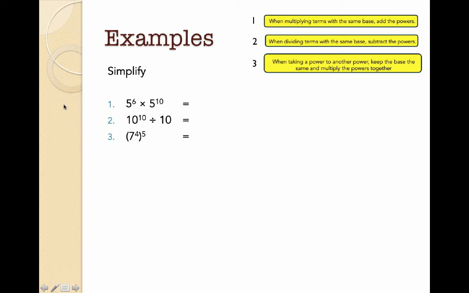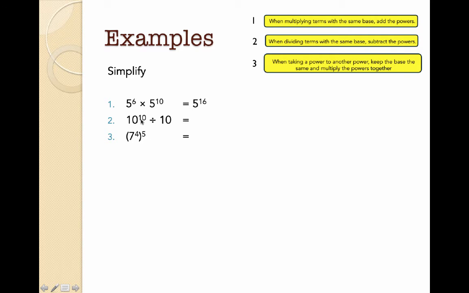Here's how we go about it. It is a multiplication question. It's got a times sign, which means that we're going to use law number 1. We have the same base. We're multiplying bases of 5. So our answer is going to have 5 to the power of, and I'm going to add my powers. 6 plus 10 is 16.